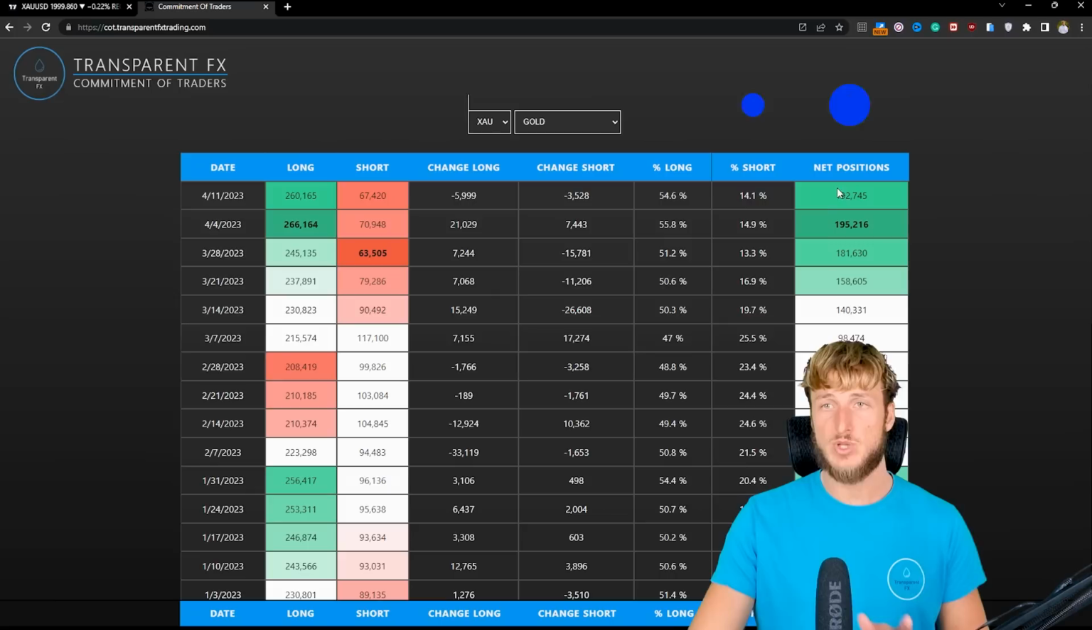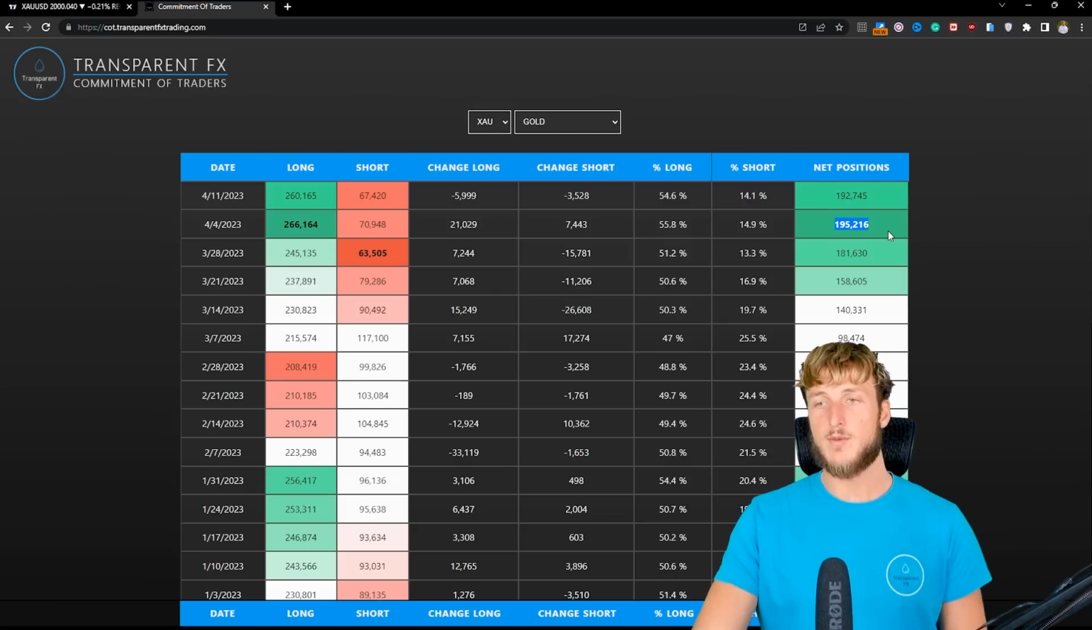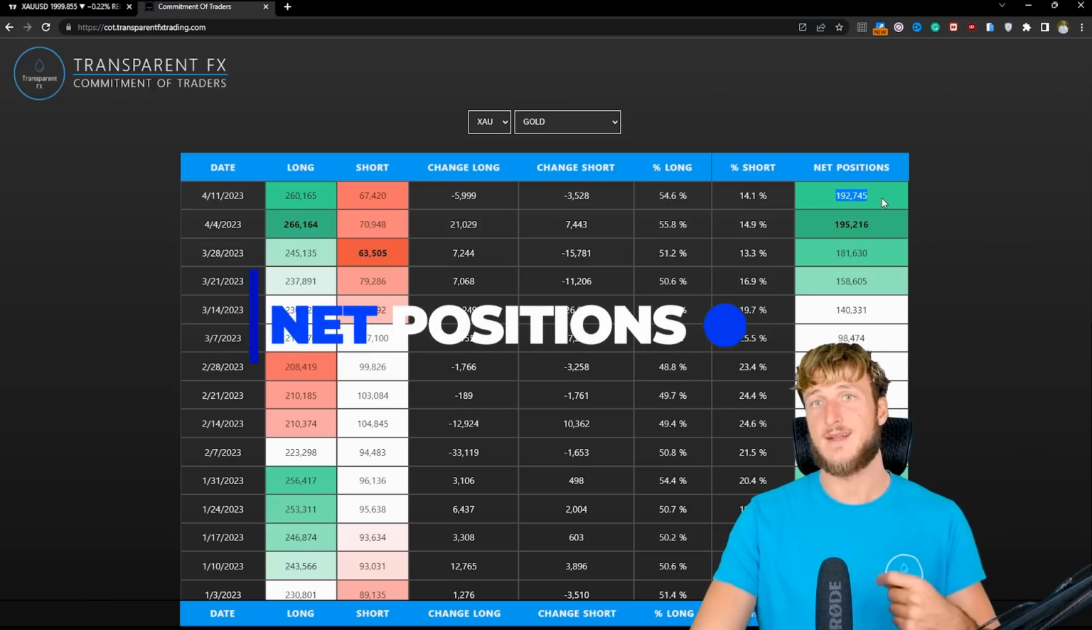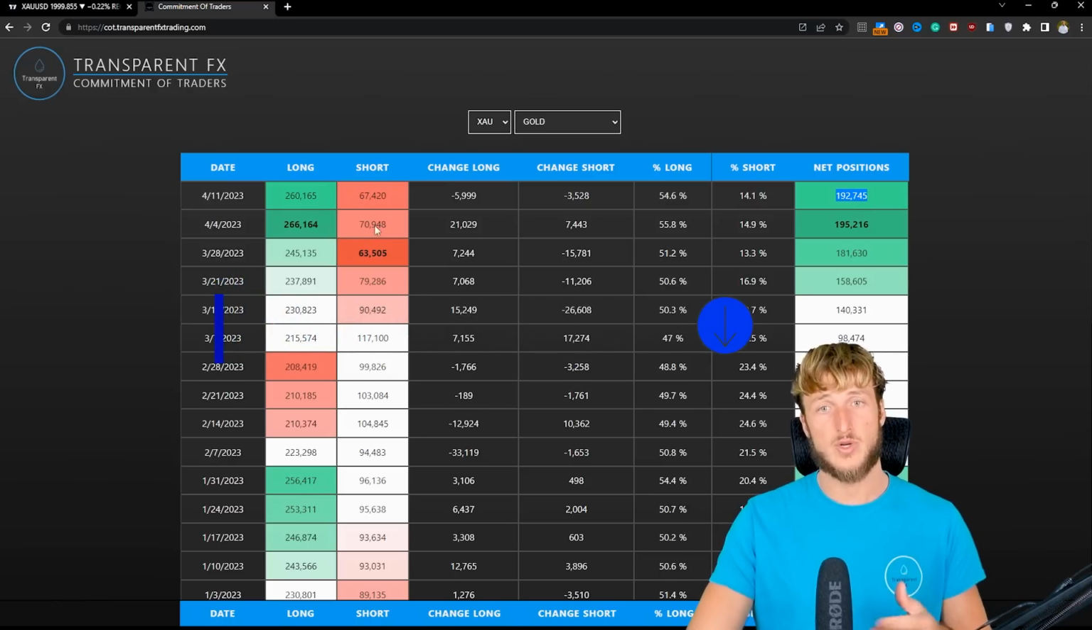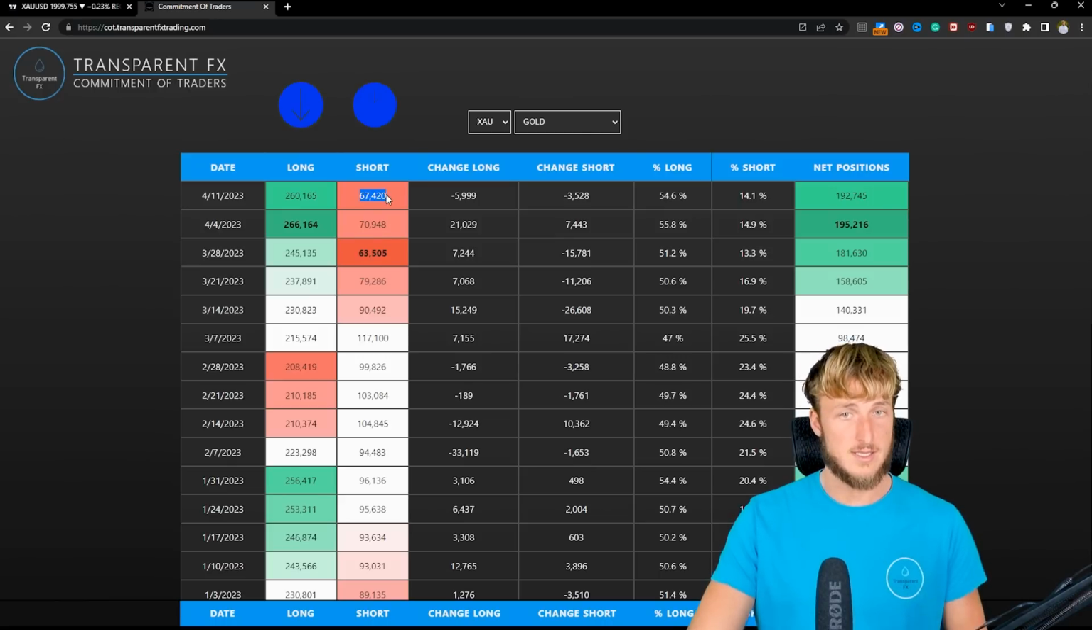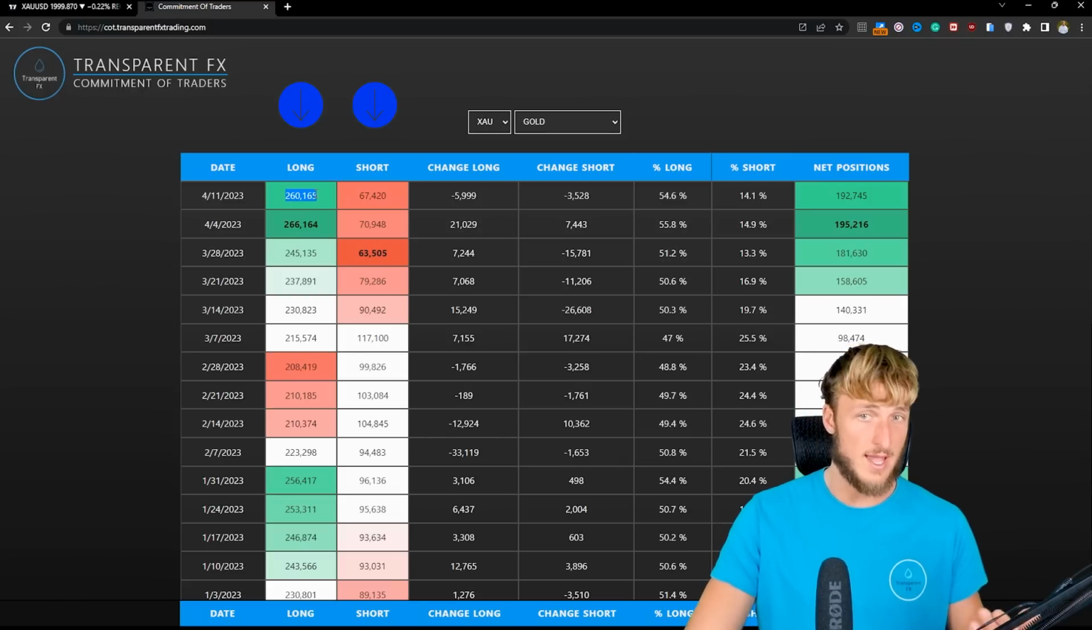What we can see is that with the last report, we have seen a decrease of the net positioning. We went from having 195k net positions down to having 192k net positions, with overall shorts getting increased from 63k to 67k and longs getting decreased from 266k to 260k.